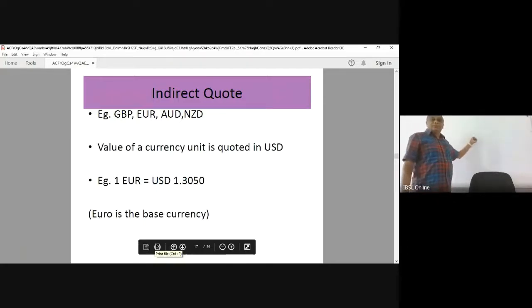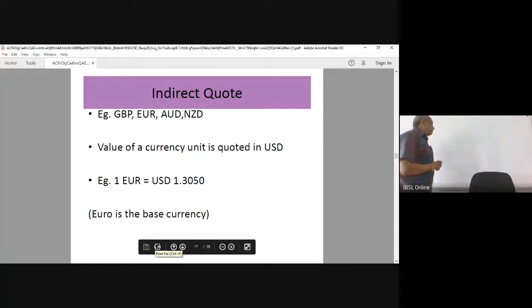Indirect quotes, for example, GBP, Euro, Aussie, New Zealand dollars. When it comes to an indirect quote, the value of a currency unit is quoted in US dollars.